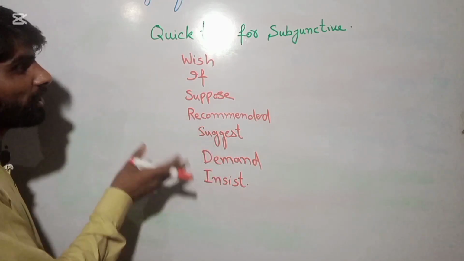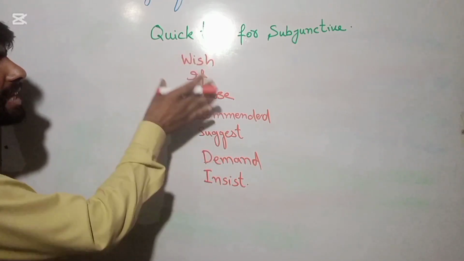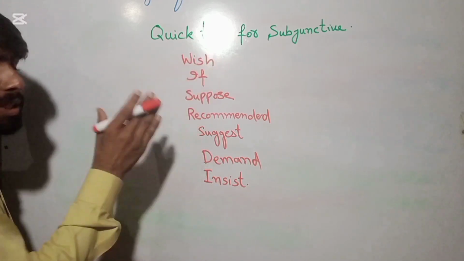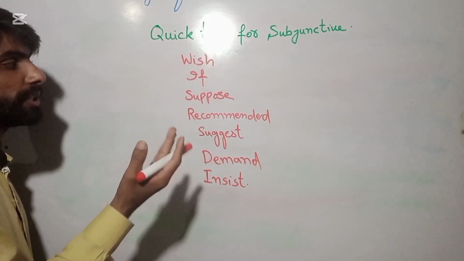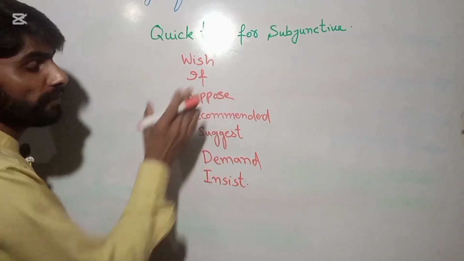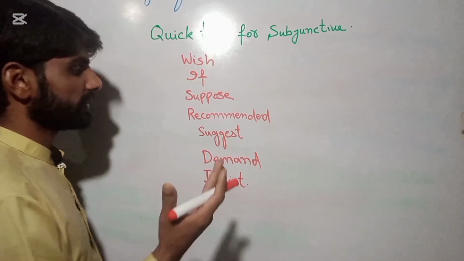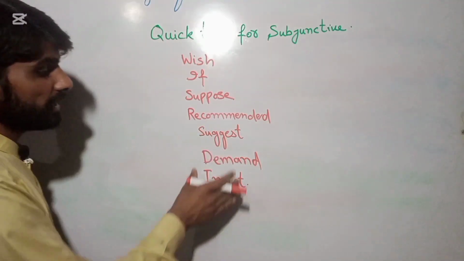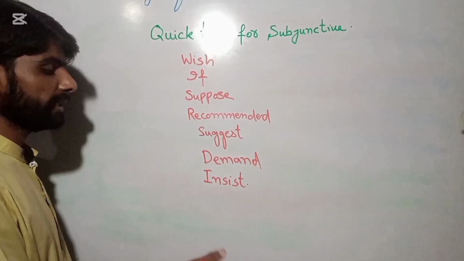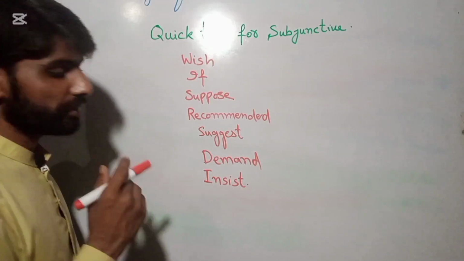These are short quick tips for remembering the subjunctive mood. In sentences in the subjunctive mood, we always use wish: I wish, you wish, and if for conditions, right? And suppose for imaginary situations, and recommended, necessary, and suggestion: suggest, demand, insist, right? So these words are used in the subjunctive mood.